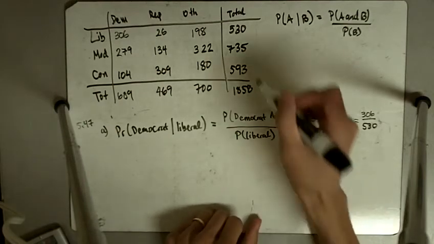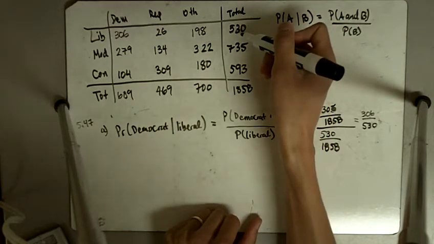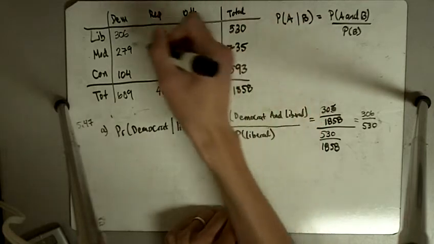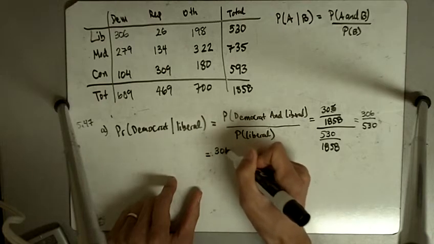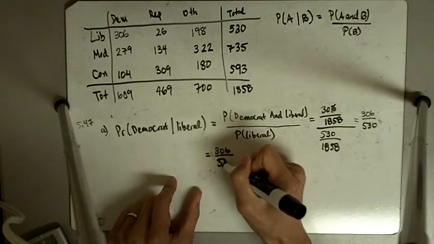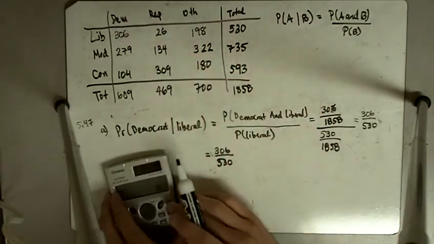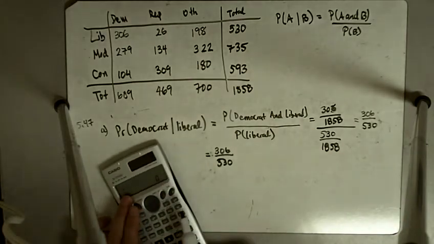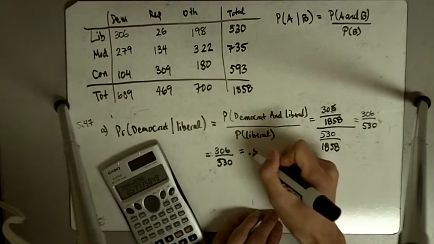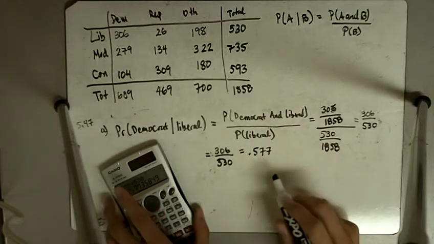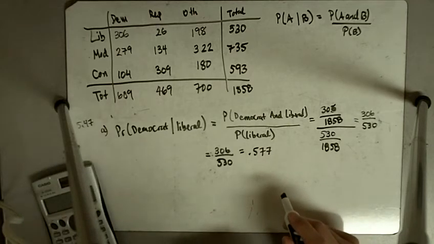Another way is we can look directly at the table and we see how many people identify themselves as liberal. 530, so that's going to go on our denominator. Of those, how many are Democrats? 306. So with the table, we can actually just see the answer, 306 out of 530, because 530 identify themselves as liberal, and of those, 306 are Democrats. So we get the same answer either way, and we do 306 divided by 530, and the answer that we get is 0.577. So about 58% of people who are liberals are also Democrats.